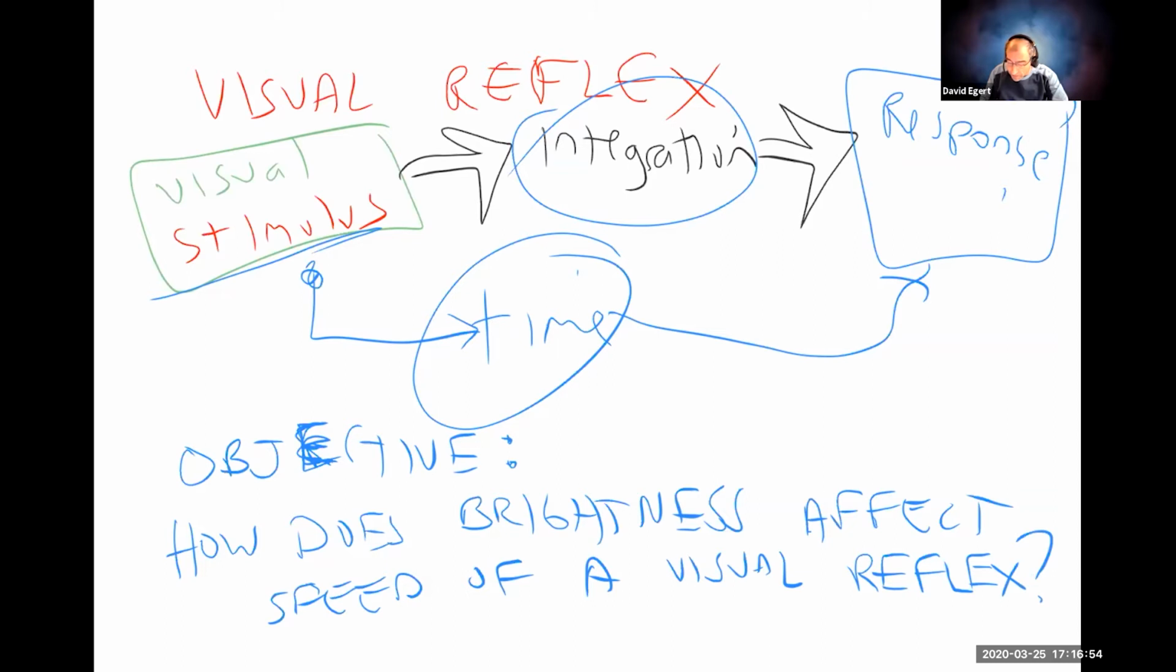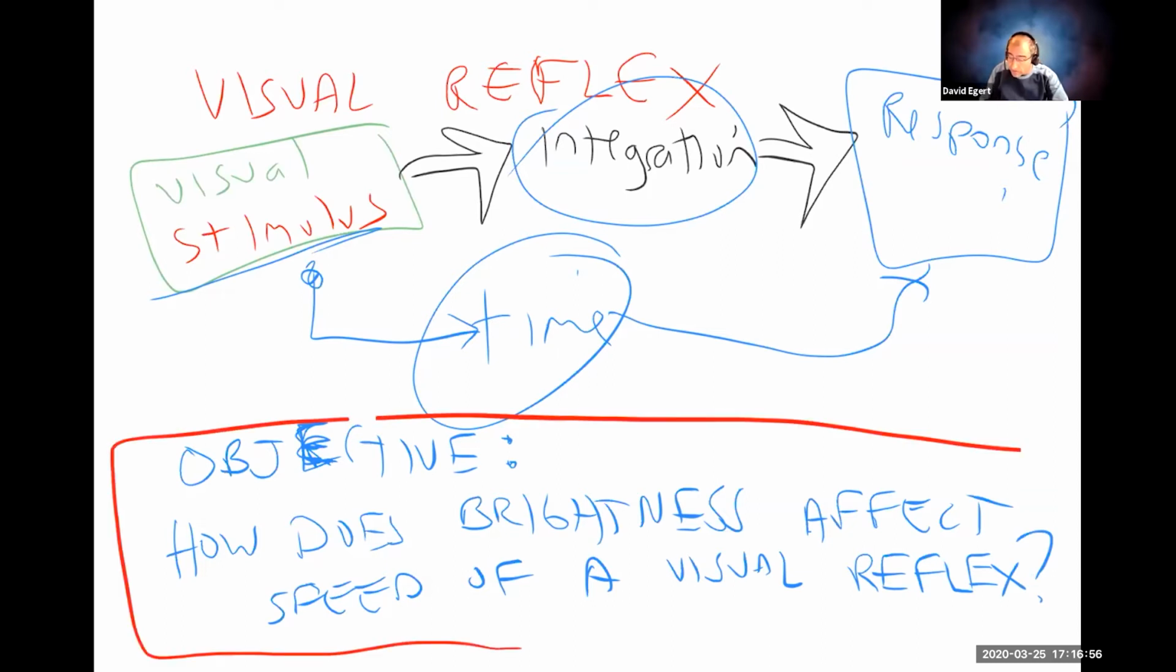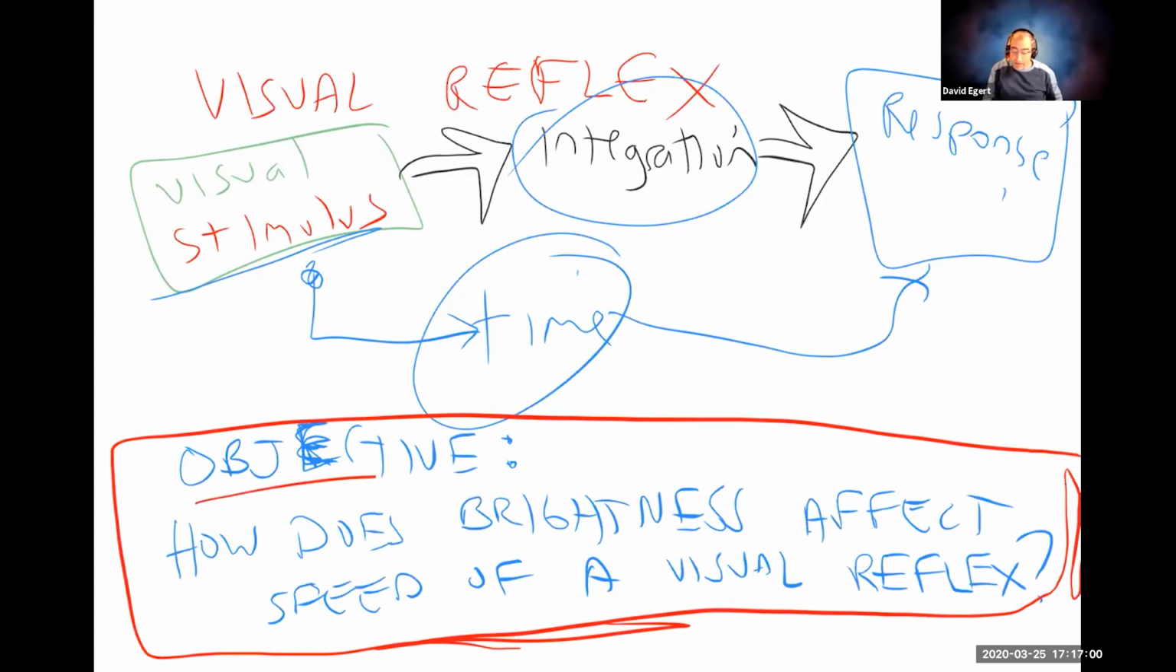So this is going to be the core of everything we're doing today. We have this question. Again, objective is always going to be a question. How does the brightness of the light affect the speed of a visual reflex?